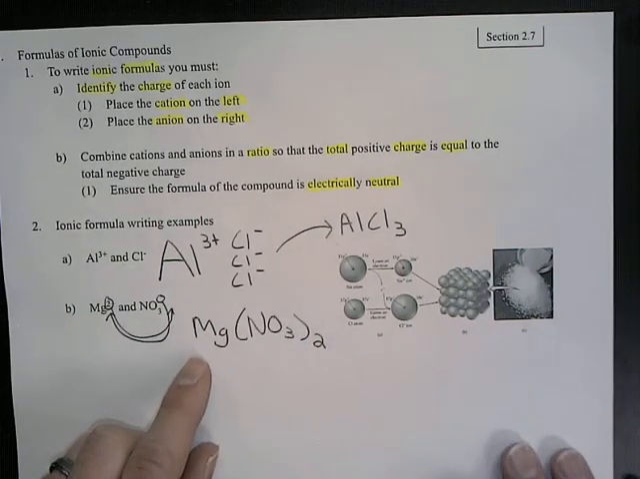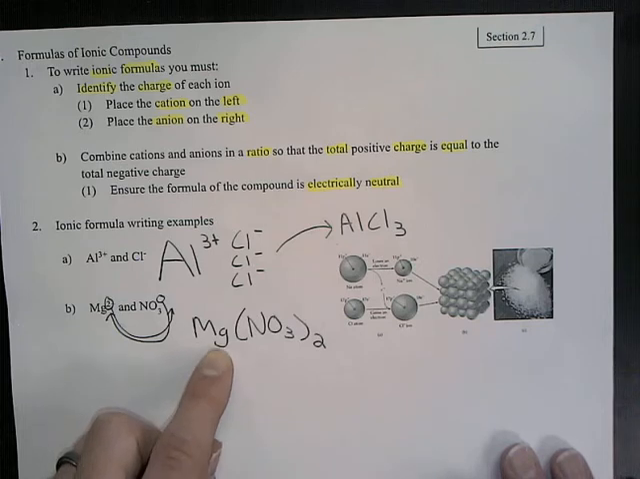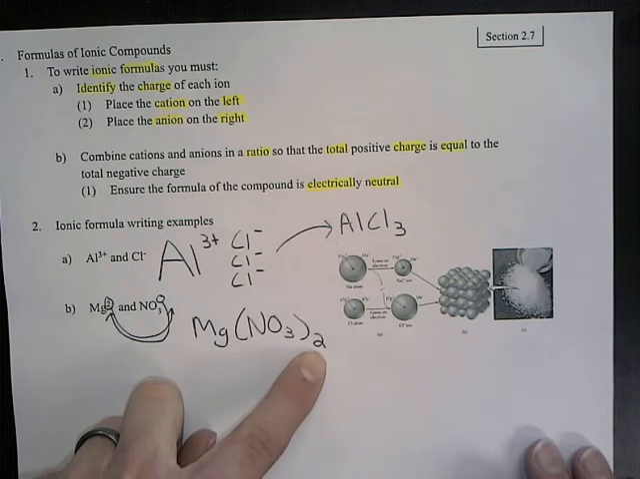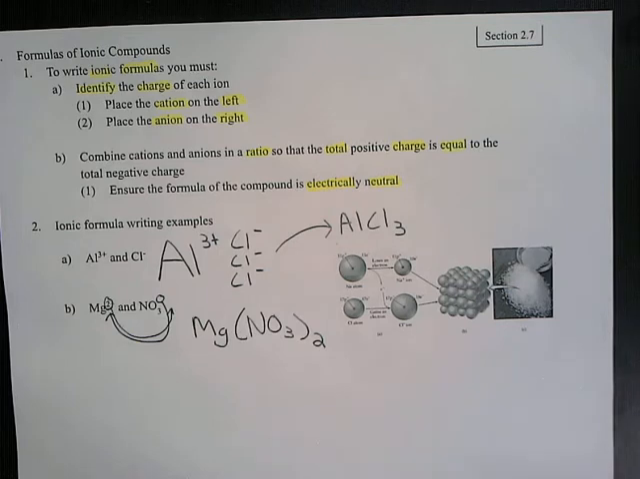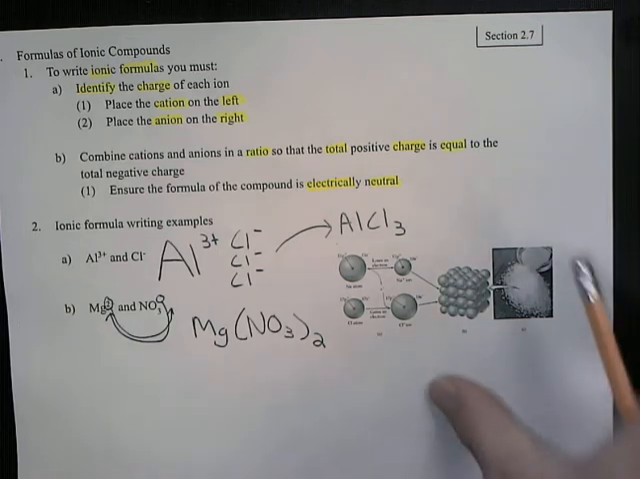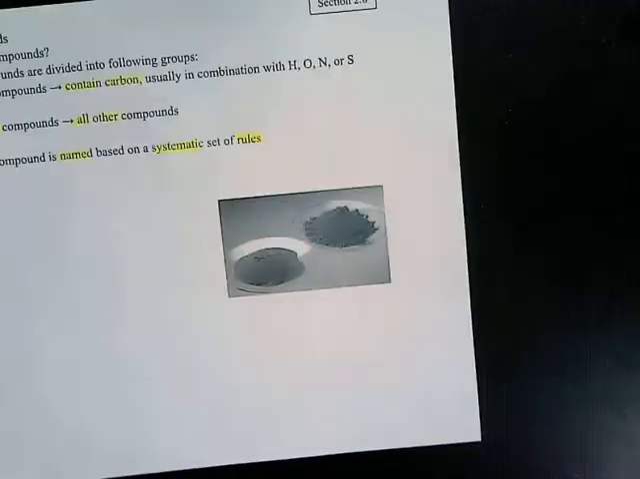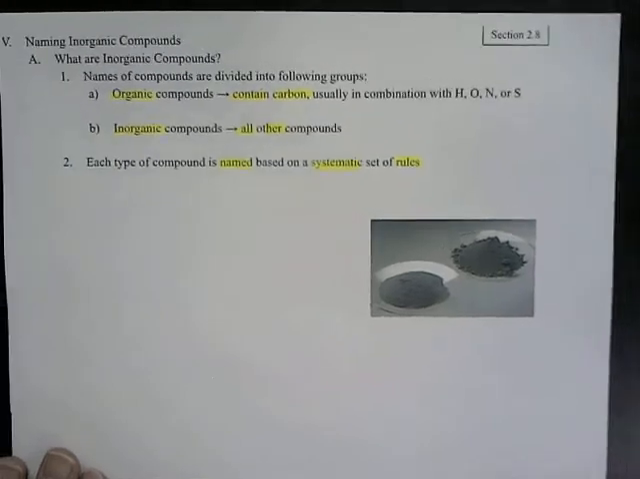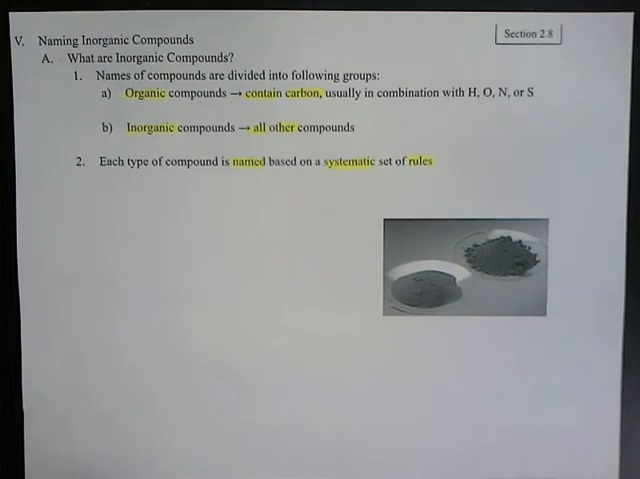So Mg2+ and NO3- would be Mg, parenthesis, NO3, close the parenthesis with a 2 to the outside. Now, when we name these ionic compounds, we have to do so in a systematic fashion, just like we did when we came up with the formulas of those compounds. With this, we are dealing with inorganic compounds, which essentially means they're not organic, and we are going to name them because they have ions.